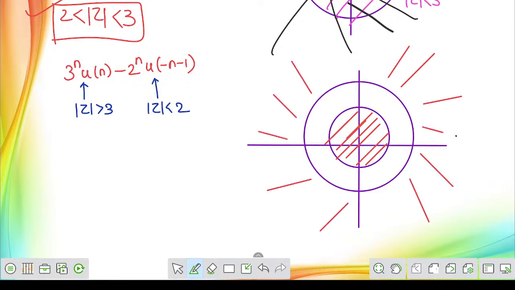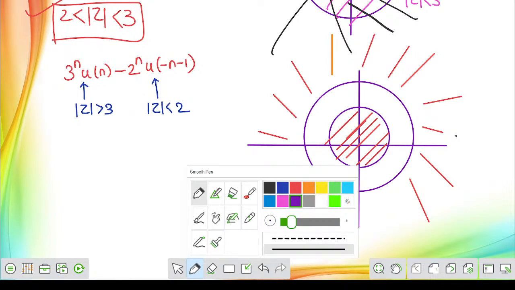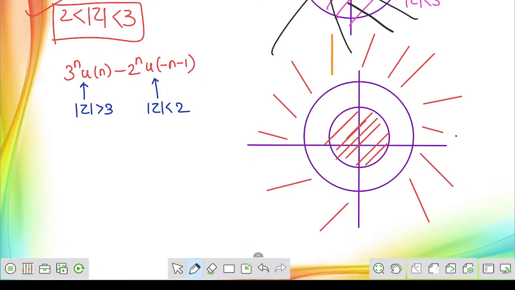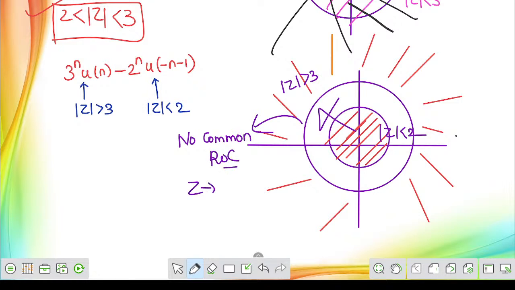Now the problem is, whenever you have more than one ROC, you must have a common region. If there is no common region, this one is traveling greater than 3, this one is traveling less than 2. Such a kind of sequence is never ever allowed in Z transform. So your answer will be, for the given function, there is no common ROC. If there is no common ROC, then Z transform does not exist for the given function. That's it. The correct answer is the Z transform does not exist for the given function. There is no common ROC.